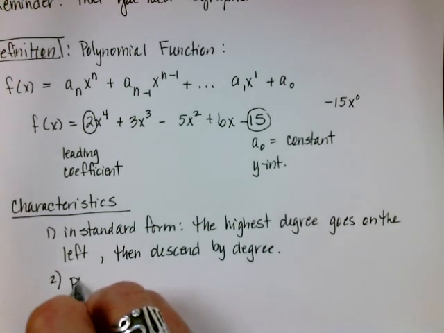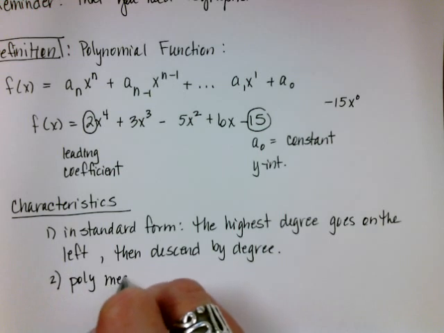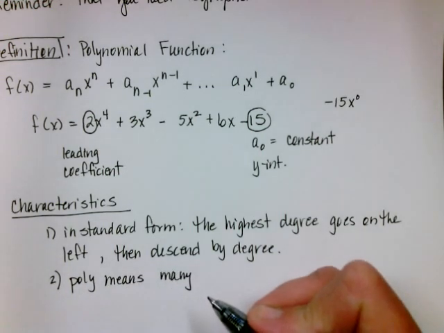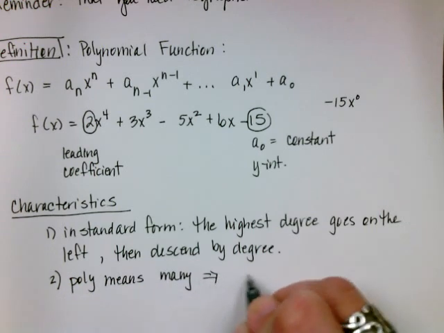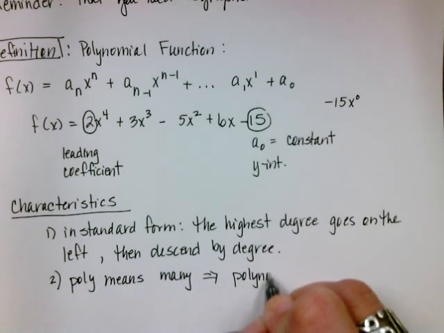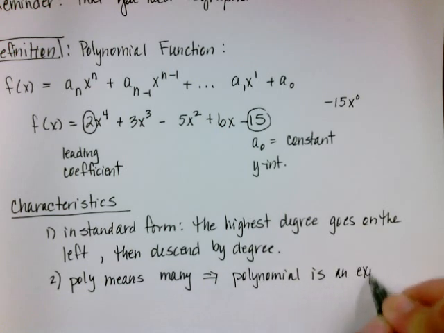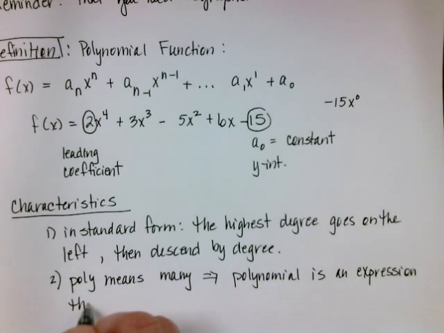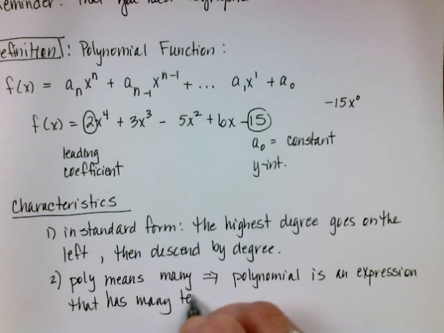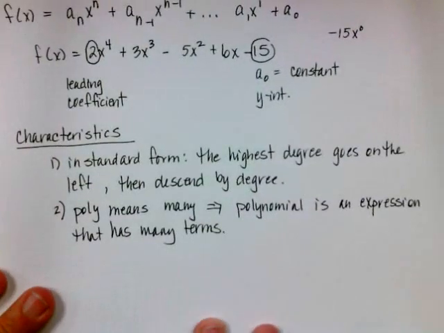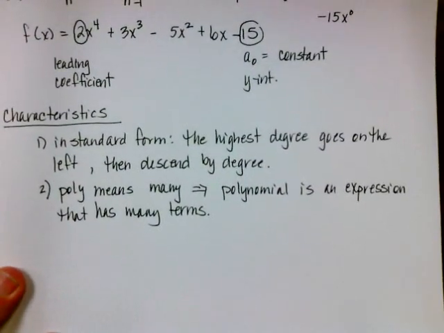Number 2 is that poly means many. So a polynomial is an expression that has many terms. Whew, a lot of writing at the beginning today. Okay, so a polynomial is an expression that has many terms.